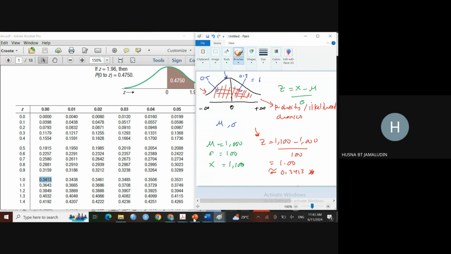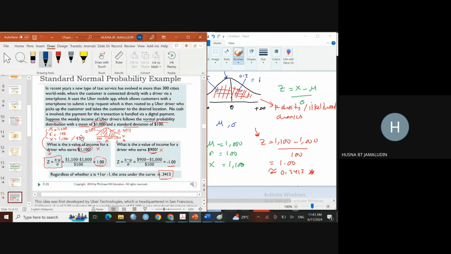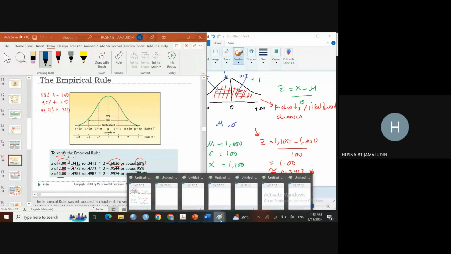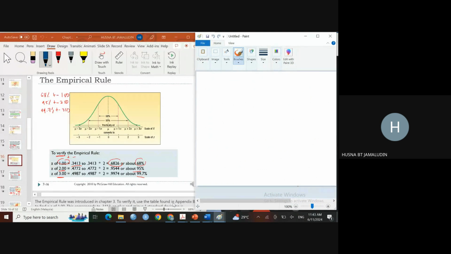Just to let you know, normally in the question they will never ask you to find the Z value. They will ask you to find the probability. That's why I straight away told you how to find the probability. Next, this is another thing, about the empirical rule. Remember you have seen the empirical rule in chapter 3? The empirical rule has 3 values, right?